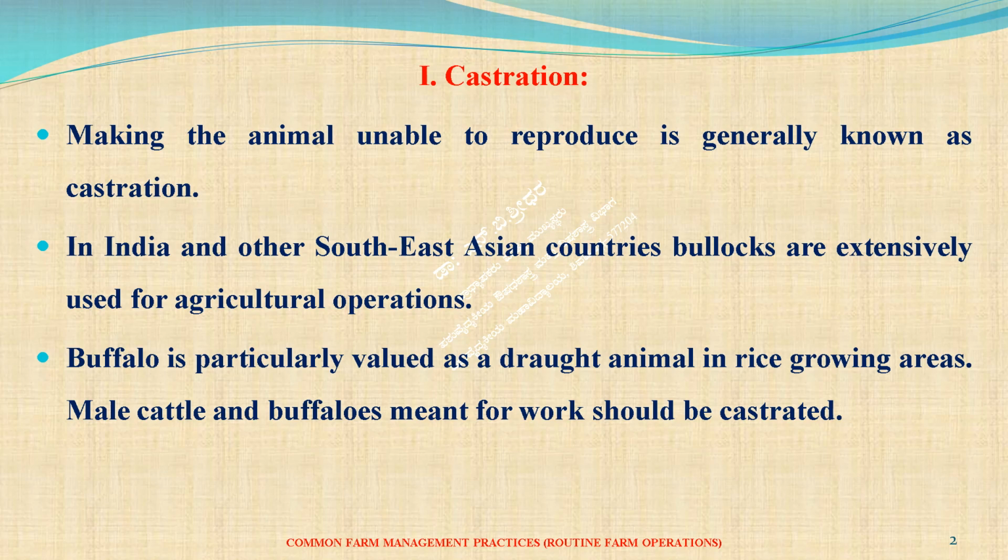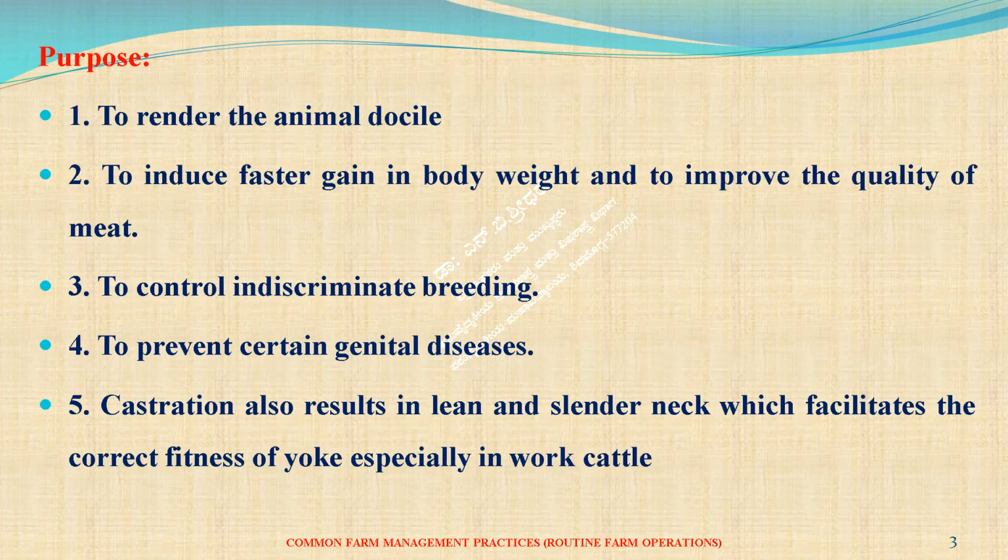Buffalo is particularly valued as a draught animal in rice growing areas, and male cattle and buffaloes meant for draught purposes are always castrated. The purpose of castration is to render the animal docile, because whenever there is a very high concentration of testosterone, the animals will be very ferocious. It also induces faster gain in body weight, improves the quality of the meat, and controls indiscriminate breeding.